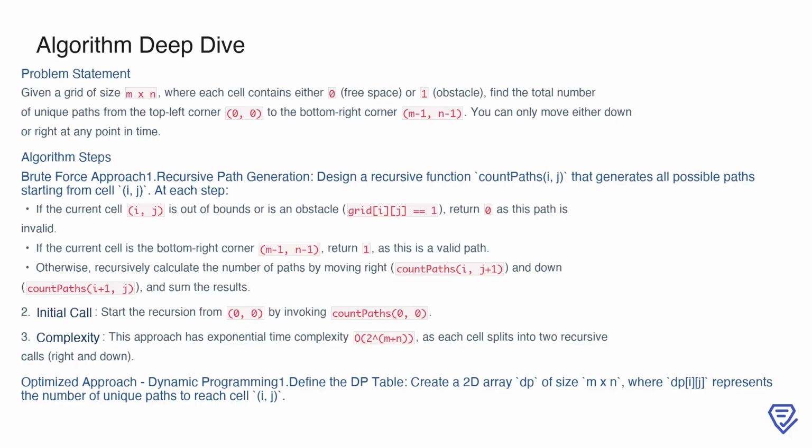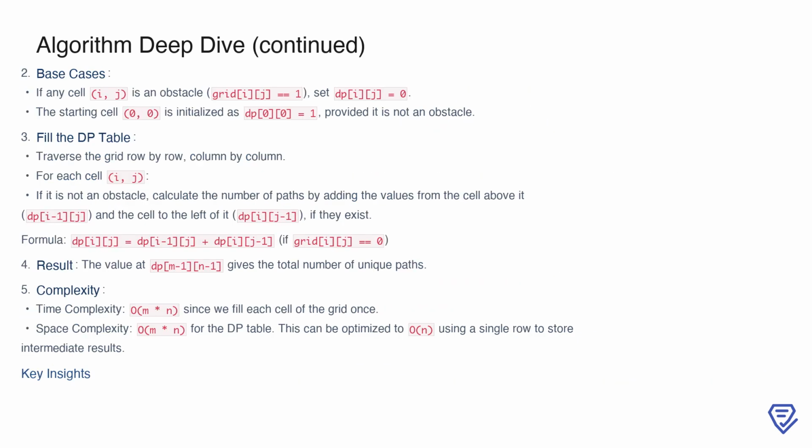To improve efficiency, we turn to dynamic programming. By defining a 2D table DP, where DP[i][j] represents the number of unique paths to reach cell (i, j), we can eliminate redundant calculations. To implement the dynamic programming solution, we start by addressing the base cases. If any cell (i, j) contains an obstacle, we set DP[i][j] equal to 0 because no path can pass through it. The starting cell (0, 0) is initialized as DP[0][0] equals 1, provided it is not an obstacle.